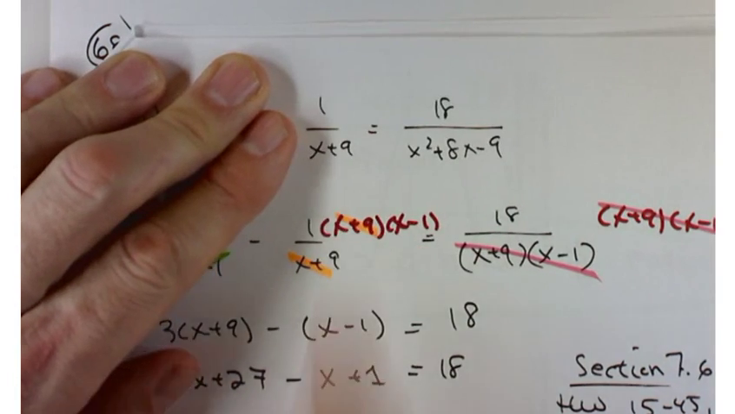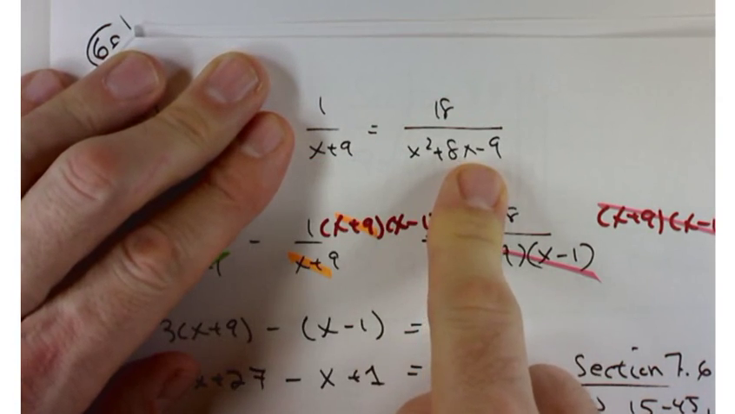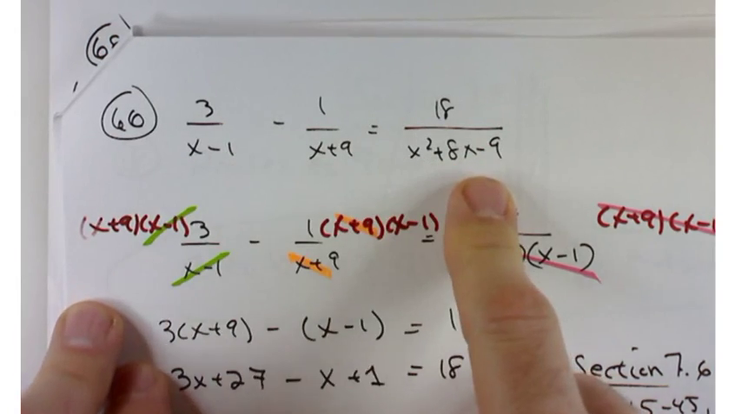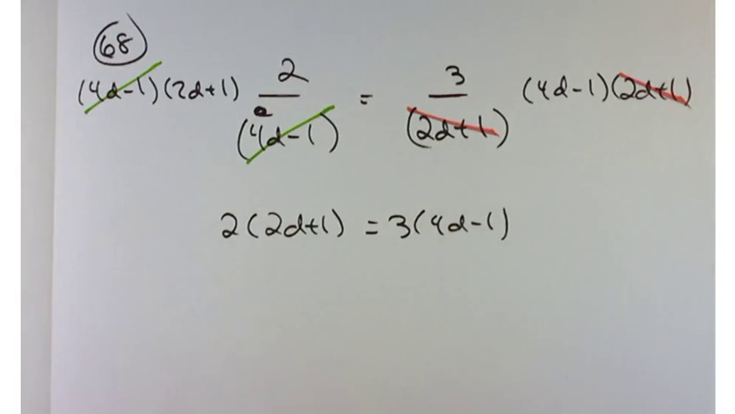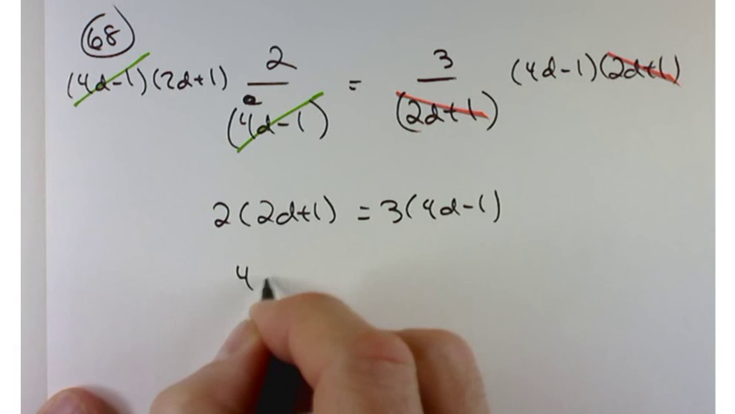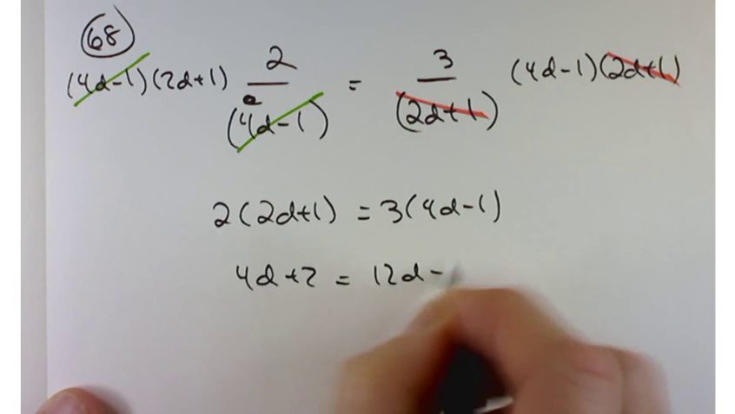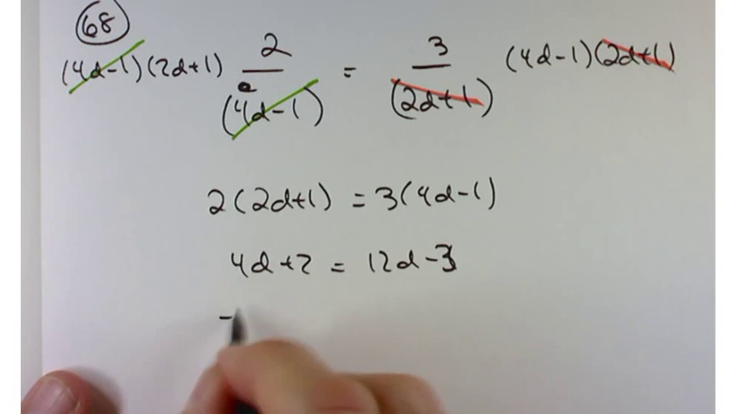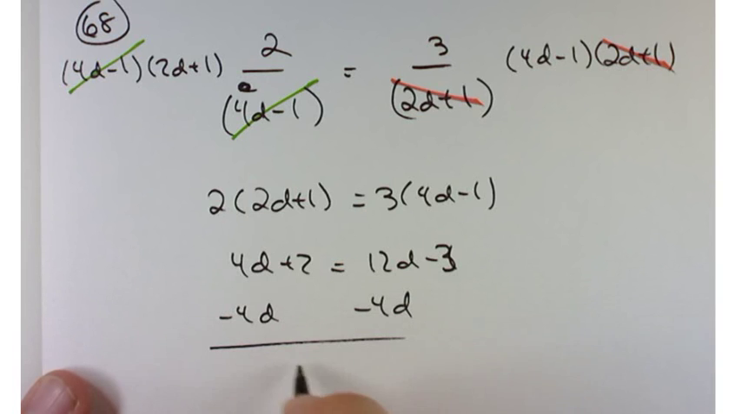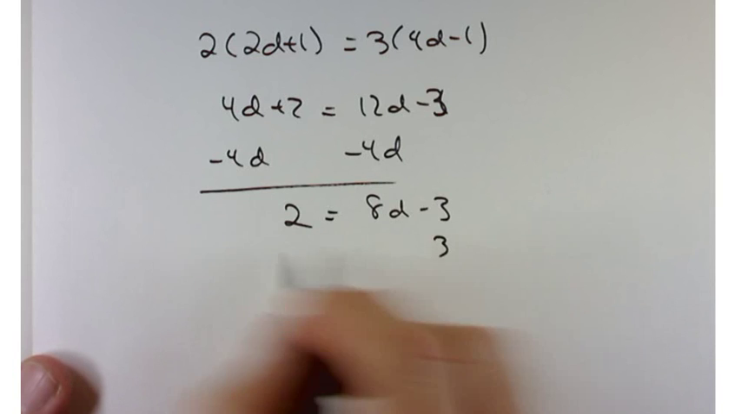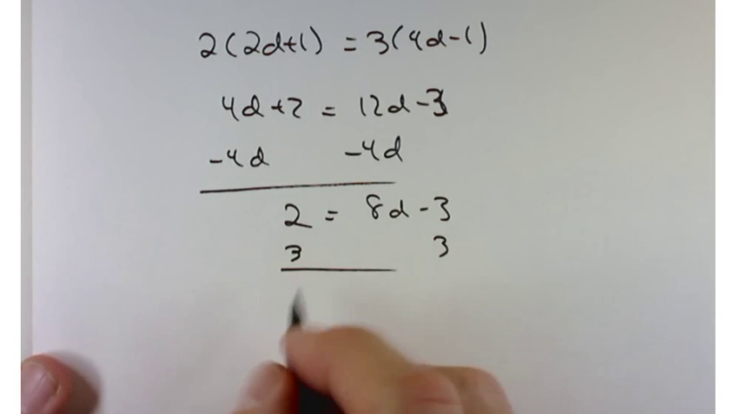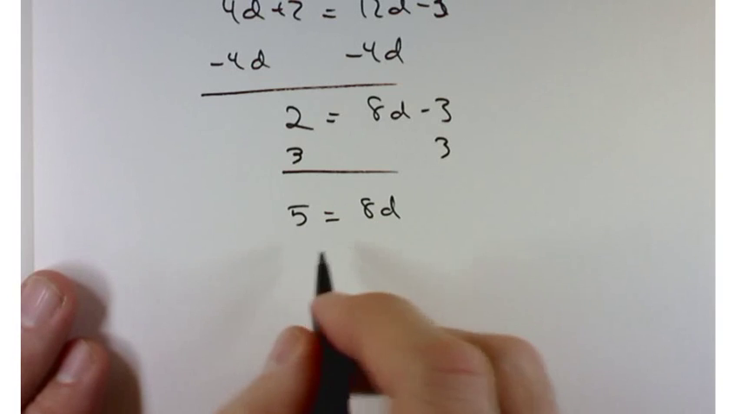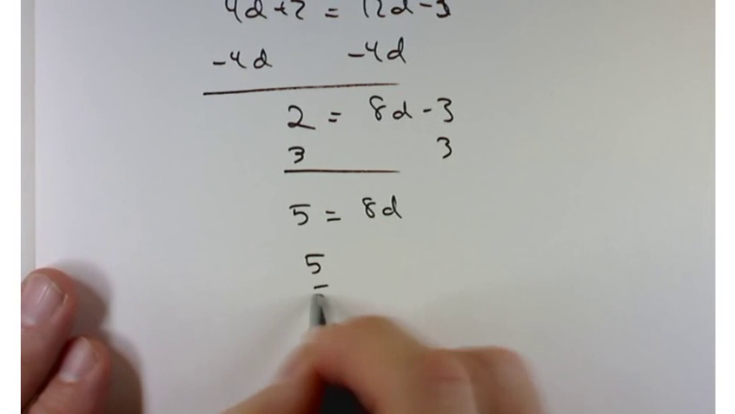If it was something like this, where you have one fraction equals another, you can cross multiply, but not like this. So only cross multiply when you have two ratios that are equal to each other. In other words, a proportion. To finish this up, that's 4d plus 2 equals 12d minus 3. I'll move the d's to the right-hand side. 2 equals 8d minus 3. Once I've got the constants on the left-hand side, I'll divide both sides by 8 and get 5/8 is d.